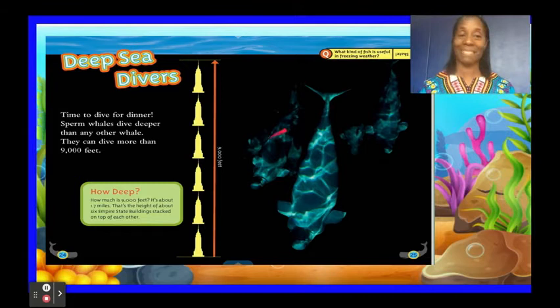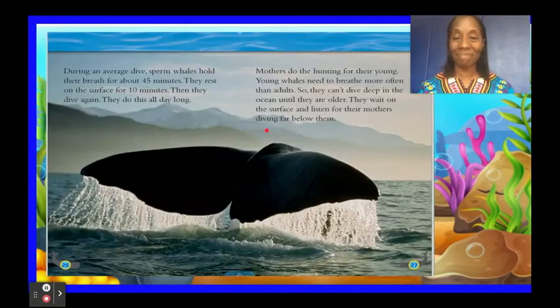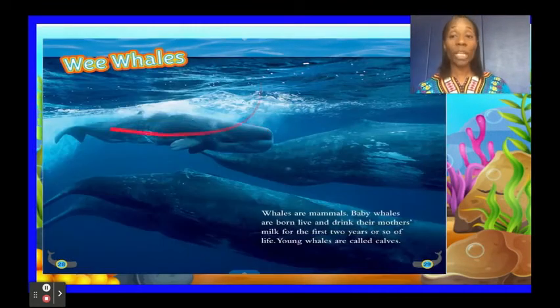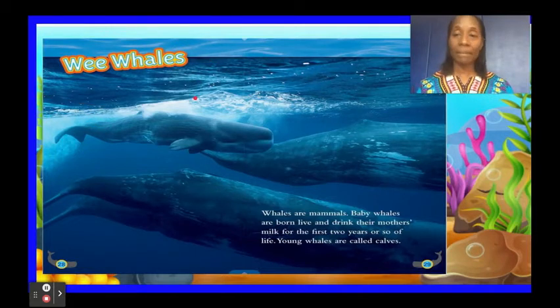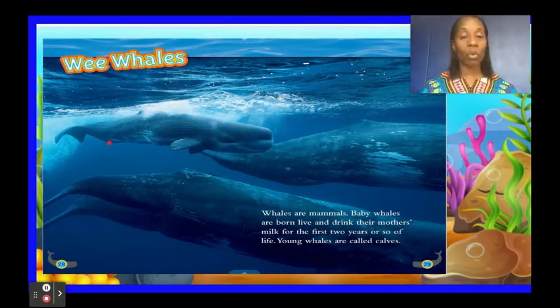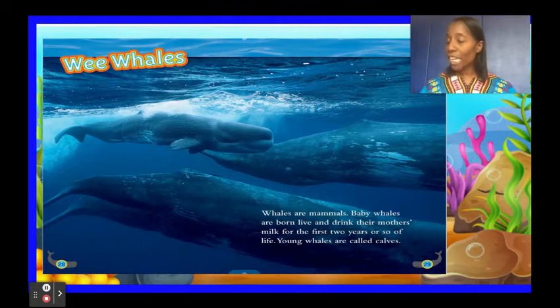So now, scholars, we're going to turn to page 28 and we're going to talk about Wee Whales. Wee Whales. That is the heading here. And the author has the heading Wee Whales because the author talks about the baby whales. And the author informs us that the baby whales drink milk from their mom. Okay, and baby whales are called what? We've learned that. Calves. Absolutely. So the next page we're going to is page 32.